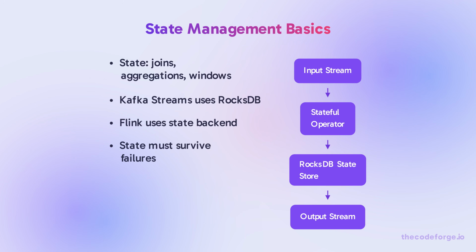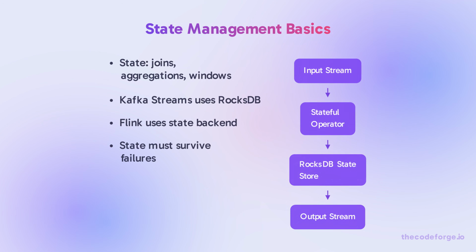State is where stream processing gets hard. Every join, aggregation, or window stores state. That state lives in memory or on disk, and it must survive failures. Kafka Streams uses RocksDB backed by Kafka changelog topics.